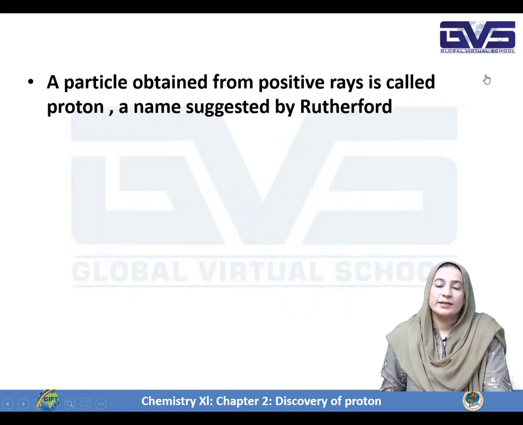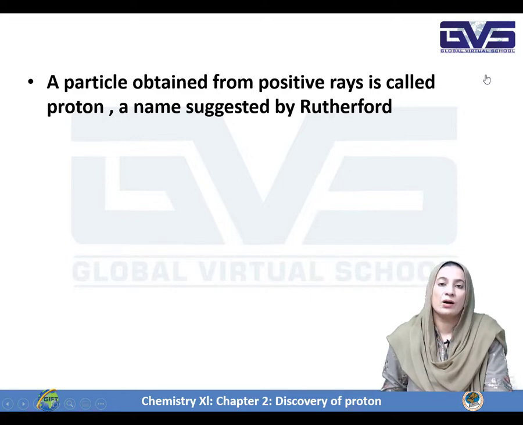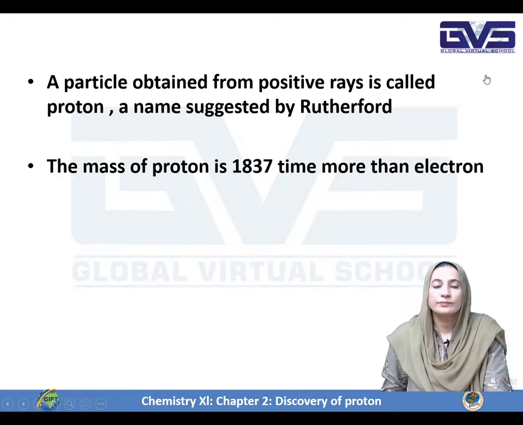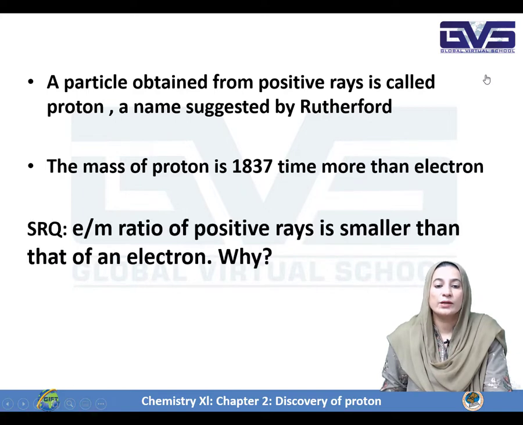This particle obtained from hydrogen positive rays is called the proton. This name was given by Rutherford, because we already know the hydrogen atom is the single atom made by one proton and one electron. There is no neutron, and this is the lightest element among all the elements in the periodic table. We also already know the mass of a proton is 1837 times more than that of an electron.